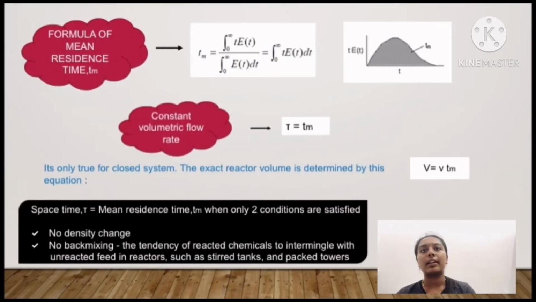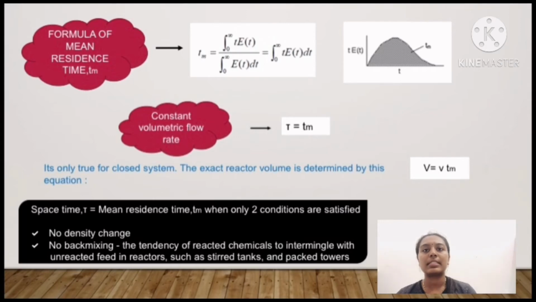Hence, the formula and the graph of mean residence time is shown as for the second equation, which is space-time equals to mean residence time, τ equals to tm. It is only used to calculate constant volumetric flow rate. It is only true for closed system. The exact reactor volume is determined by this equation, V equals to v times mean residence time.